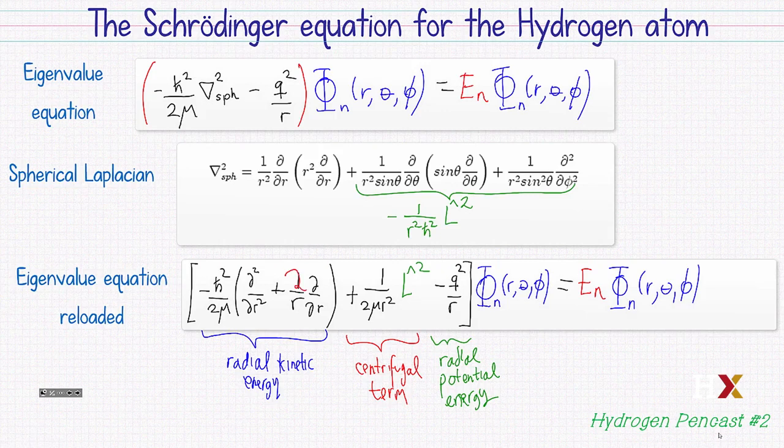This term of the kinetic energy is 2 over r instead of 1 over r. Thanks to all of those that caught it, and if you didn't catch it, probably it didn't matter too much.